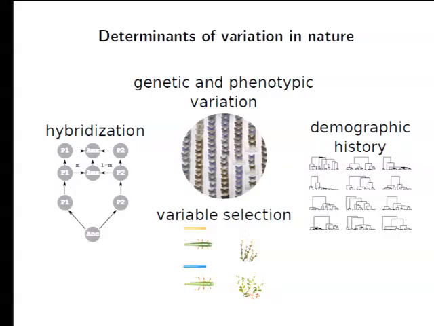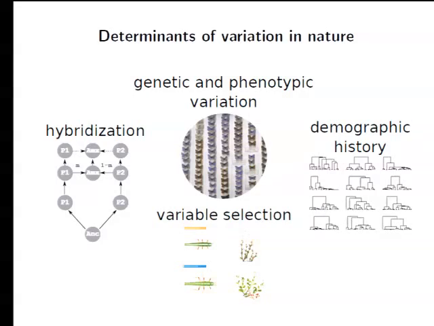I address that by thinking about a number of different things, from trying to parse the relative effects of demographic history and selection on patterns of variation in nature. I spend a lot of time thinking about spatial and temporal variation in selection and how that can lead to adaptation and the evolution of species. And also about hybridization, both as a tool to understand the speciation process and as a potentially important component of the speciation process itself. It's really this that I'm going to focus on today, although I'll touch on some of these other topics as well.